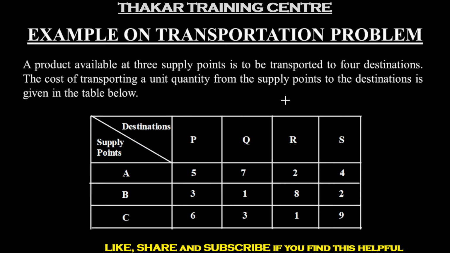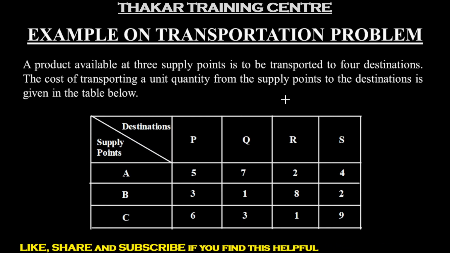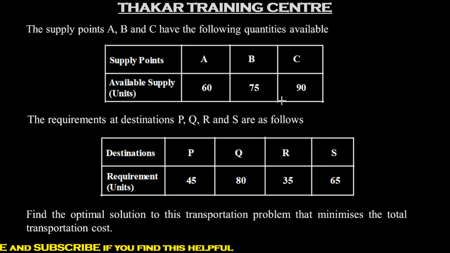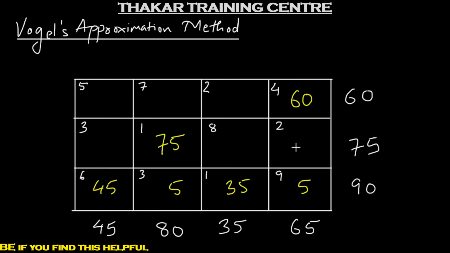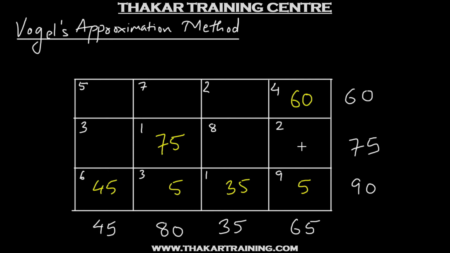We'll use the same example that was used in the previous videos on discussing the methods of finding initial basic feasible solution as well as the stepping stone method. While discussing the stepping stone method, we had done the optimality check on this initial basic feasible solution which was obtained using the Vogel's approximation method. So in this video also, we will be doing the optimality check on this solution so that we can understand the similarities in the results obtained using the stepping stone method and the modified distribution method.